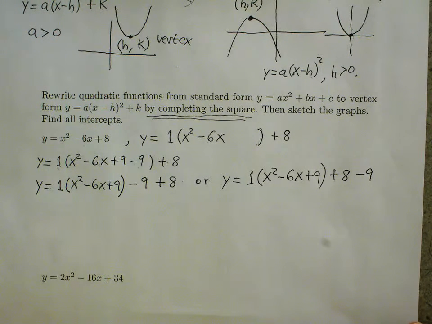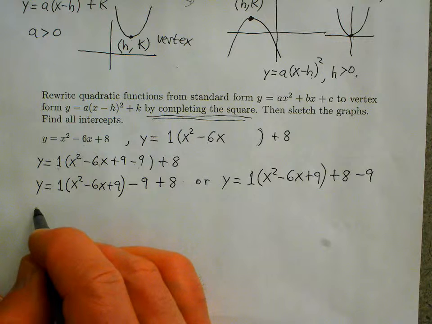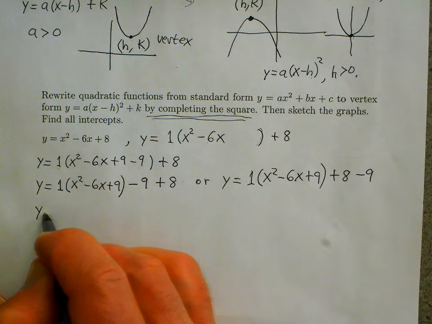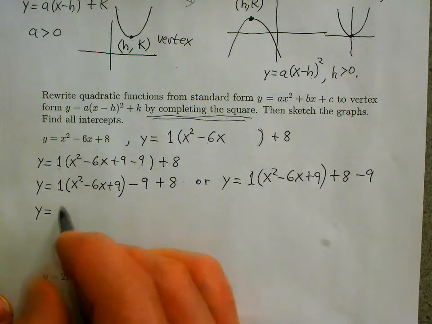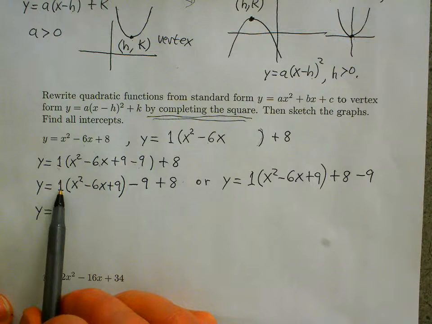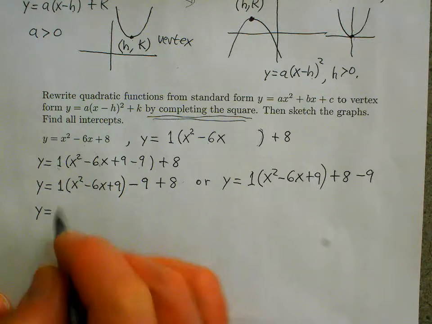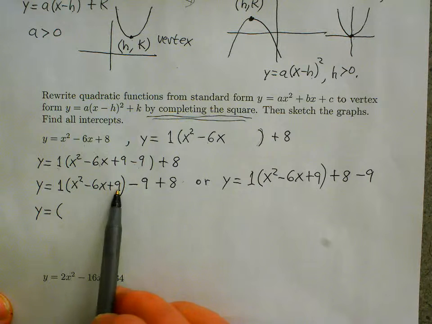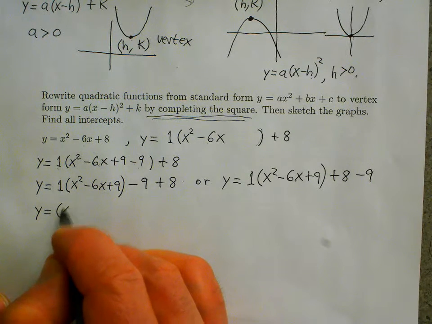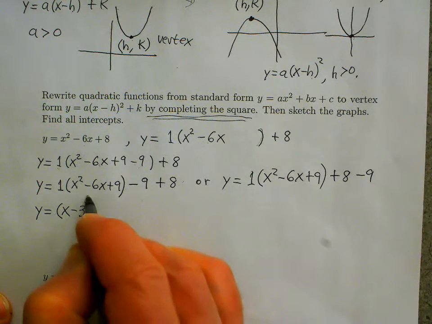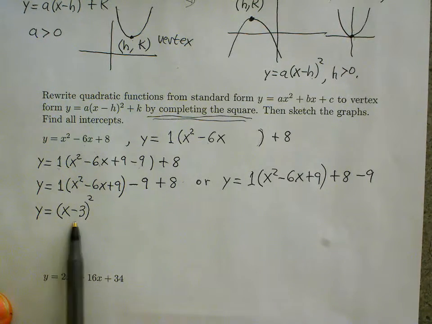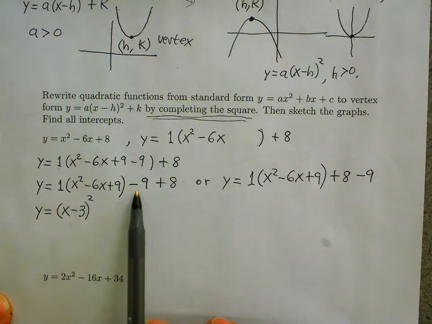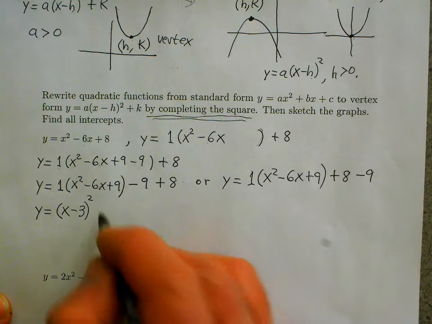Okay, in the next step, we can write the vertex form. The leading coefficient 1 is not necessary, so I'm going to omit it here. And then x squared minus 6x plus 9 is equal to x minus 3 squared, because it's a perfect square trinomial, it's equal to some binomial squared. And then minus 9 plus 8 is minus 1.